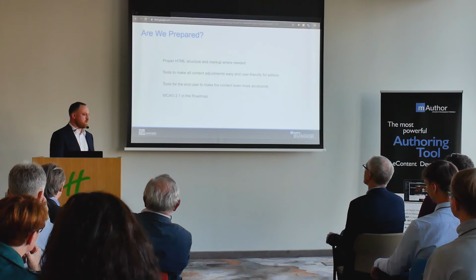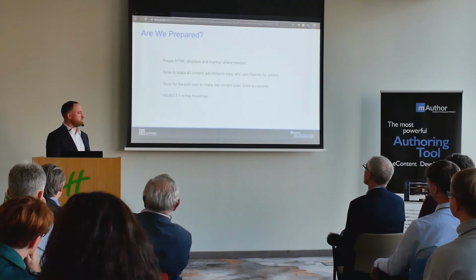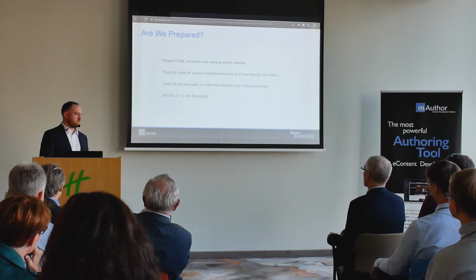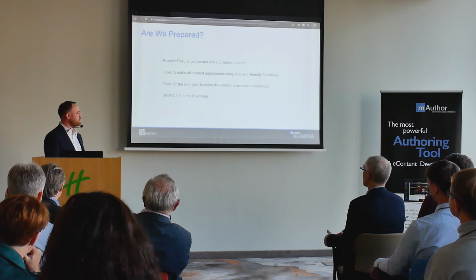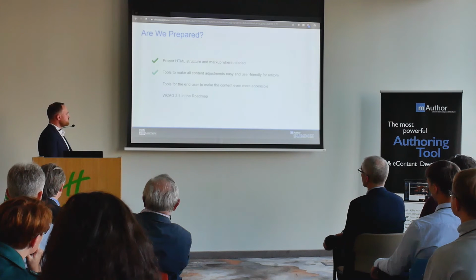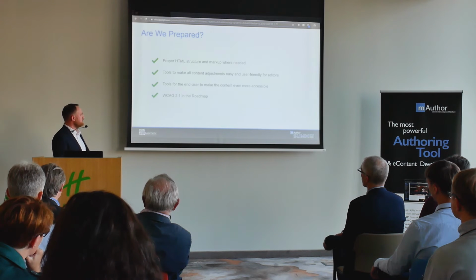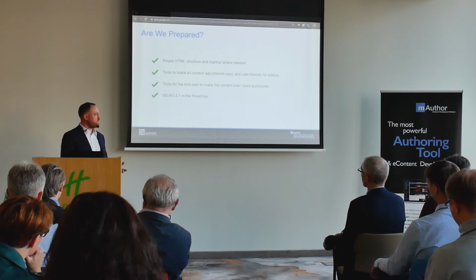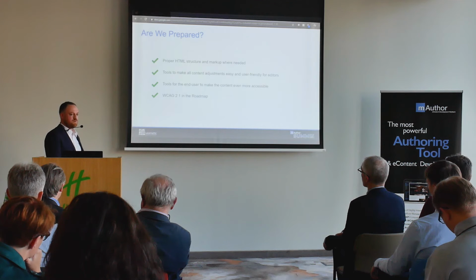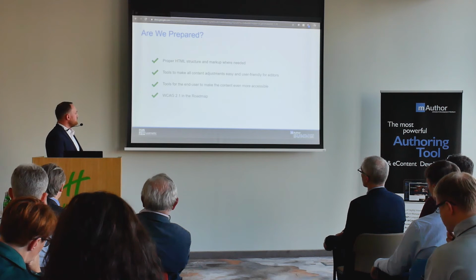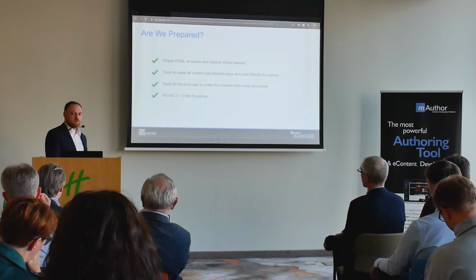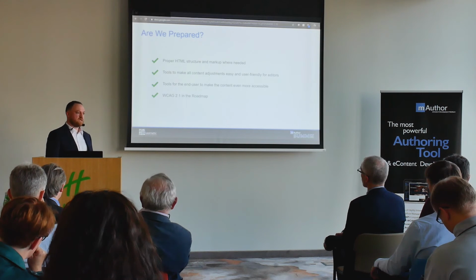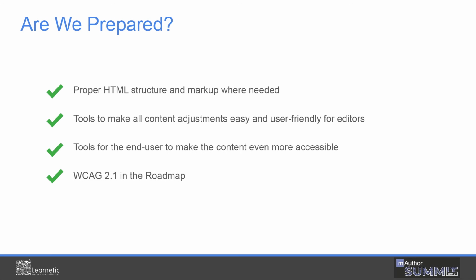For the last few years, we were working very hard in mAuthor to make those adjustments not only possible, but also easy to implement. So we have a proper HTML structure and markup where needed. We have tools to make those adjustments user-friendly for the editors. We have tools for the end user to make the content more accessible. One example is the screen reader module. And we are also looking into the future. We are taking into consideration the next versions of this documentation.